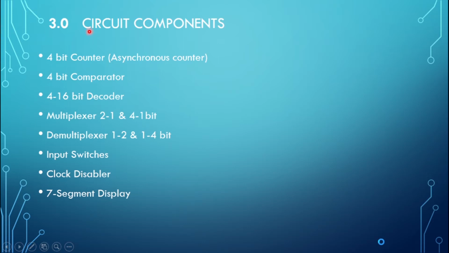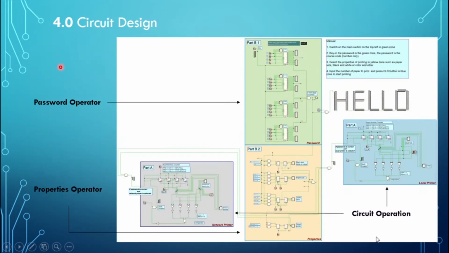So that's it for the circuit components. Alright, so this is our circuit design. Basically, we divide our circuit into a few parts. Very simple. Firstly, we have the password operator. We are using a 4 to 16-bit decoder, so we have 4 decoders to construct this operator.